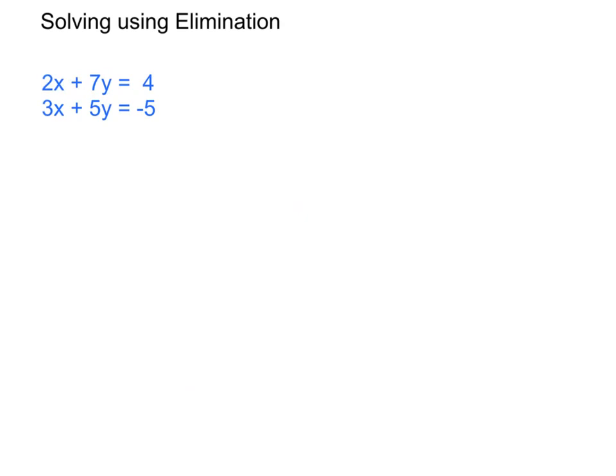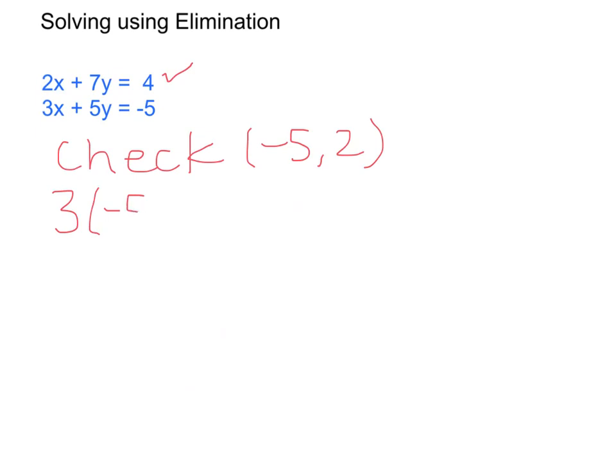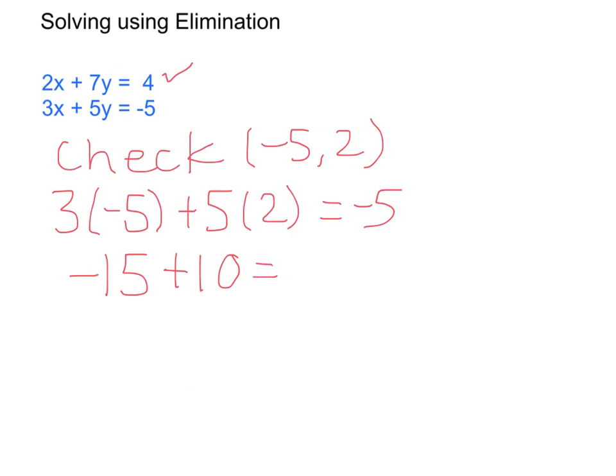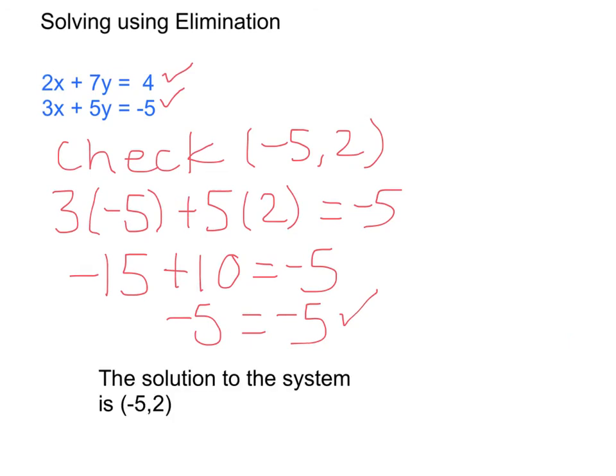We used the first equation to find our point, so we already know it works there. So we're going to plug in negative 5, comma 2 into the second equation to make sure it works here as well. And again, your solution has got to work in both equations. If it doesn't work in both equations, you made a mistake somewhere. It works in the second equation. The solution to this system of equations is negative 5, comma 2.